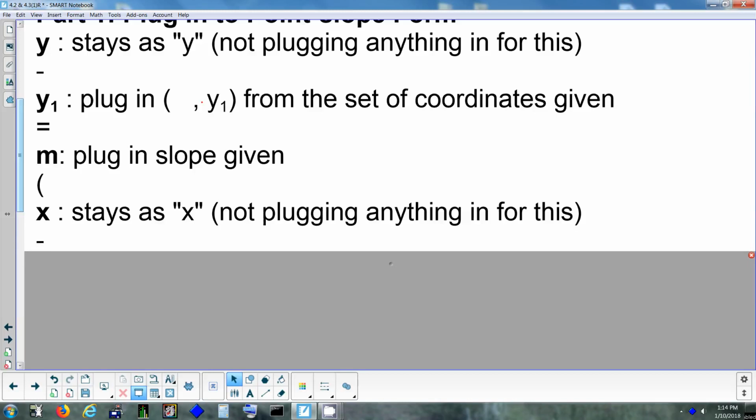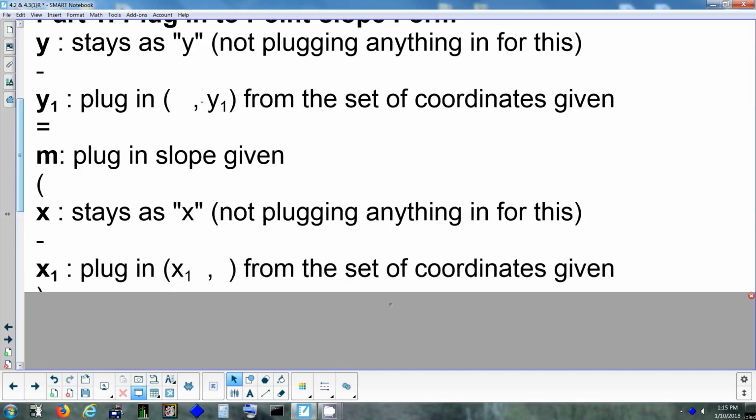We got two more things left. After the minus sign will be what? X1, right? Think about when we talked about Y1 like a minute or so ago. How are we going to figure out what X1 is? You plug in the X1 from the set of coordinates. Exactly. It's the same thing as the Y1, but instead of Y1 now, it'll be X1. It'll be the first number in the parentheses. So plug in the X1 from the set of coordinates given.